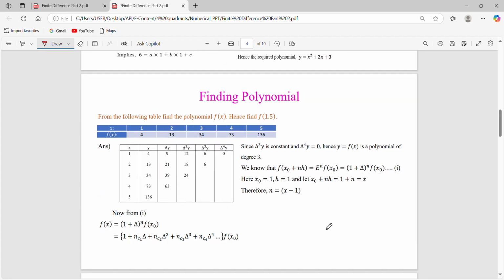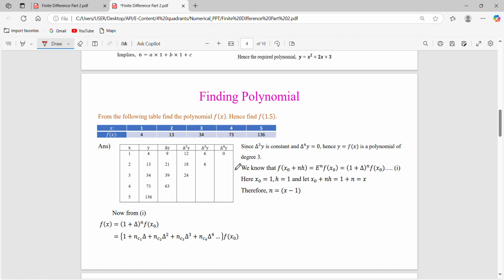Next we will move to a third order or higher order polynomial. So first, same as before, we have to make the difference table. So the x values are 1, 2, 3, 4, 5, and f(x) equal to 4, 13, 34, 73, 136. In the same way as in the previous problem, we already found how to find Δ²y, Δ³y and Δ⁴y. Already we put them. Now first we have to understand what the degree of the polynomial is, then we will go for the remaining process.